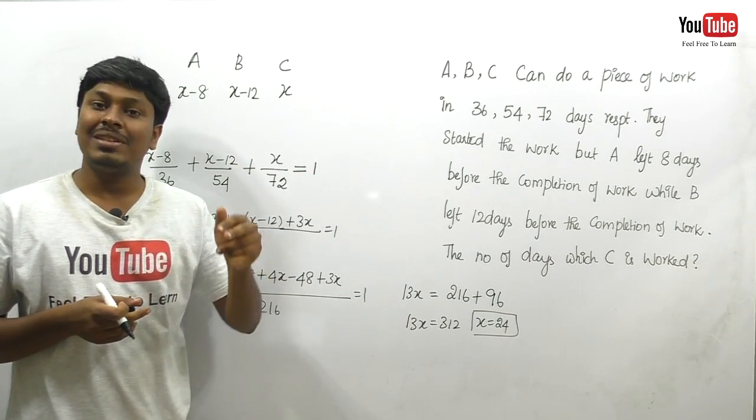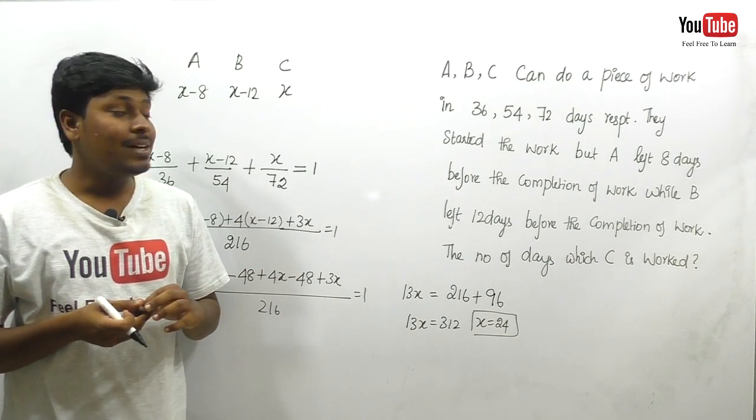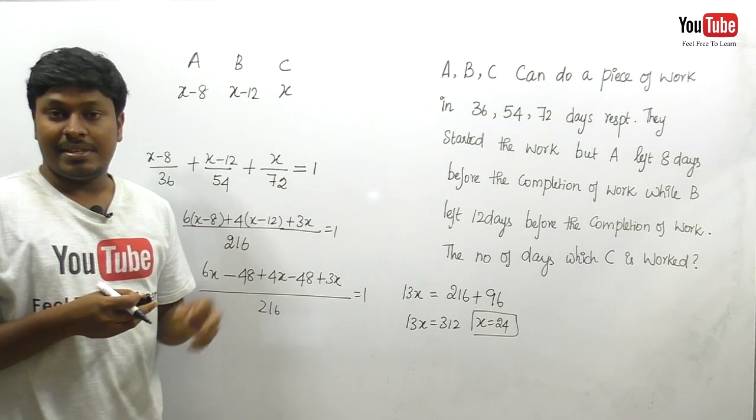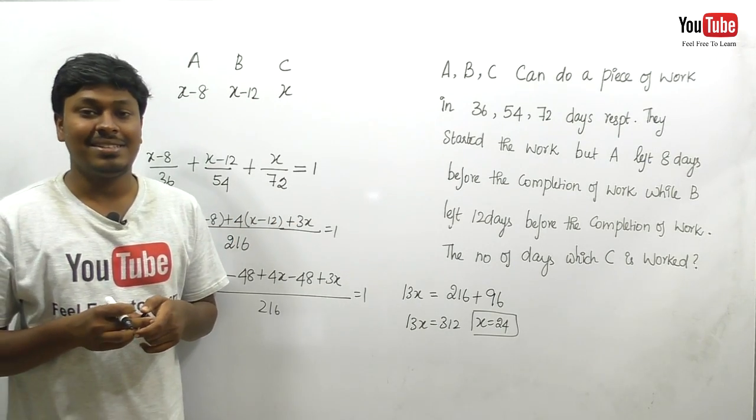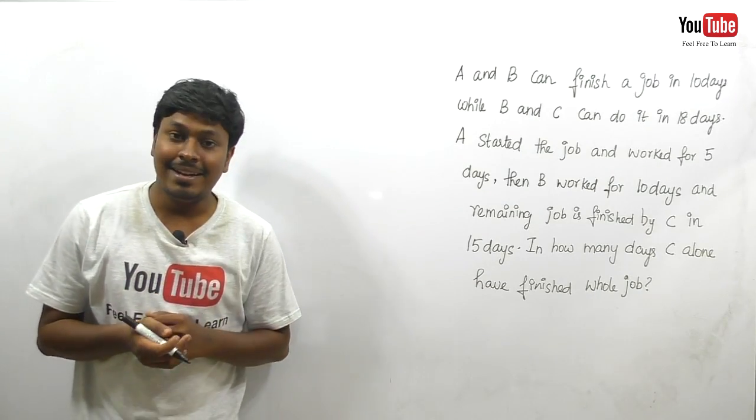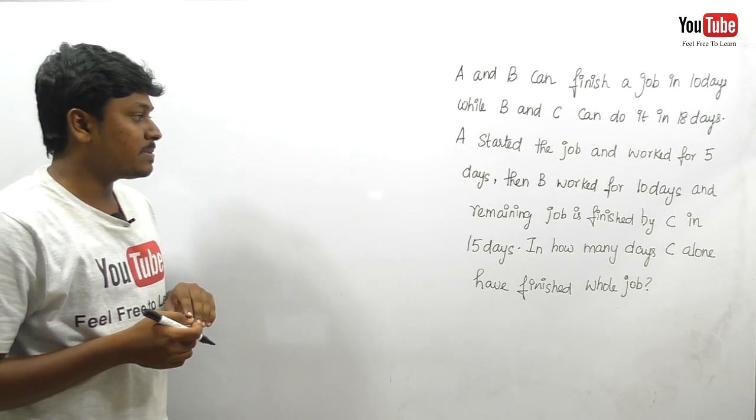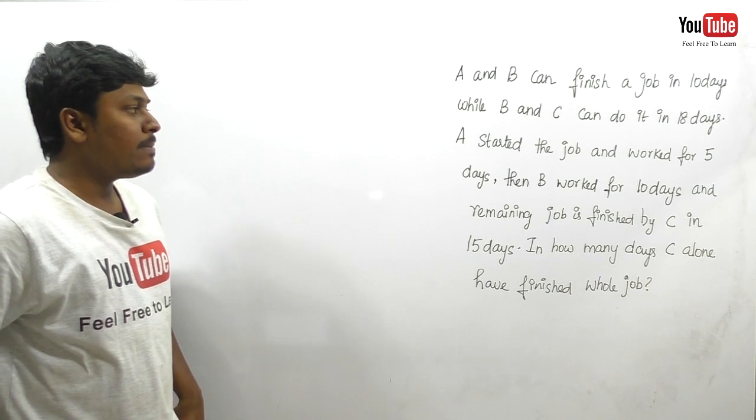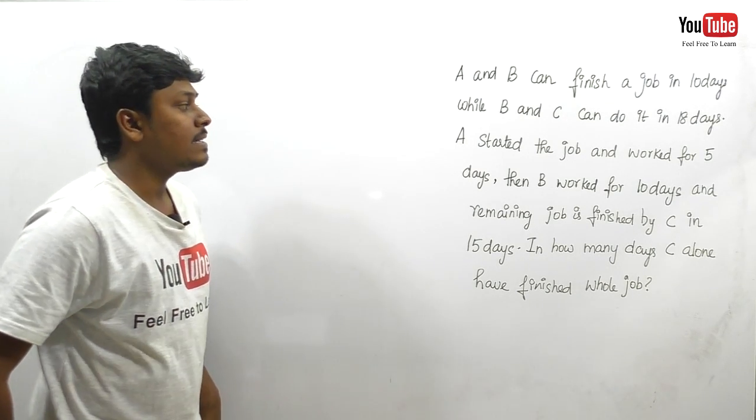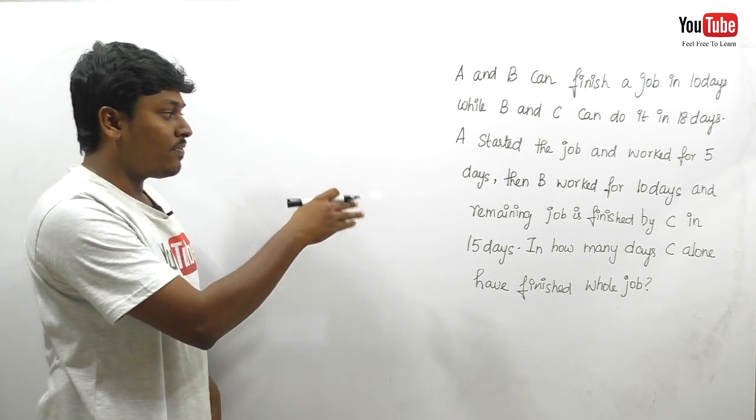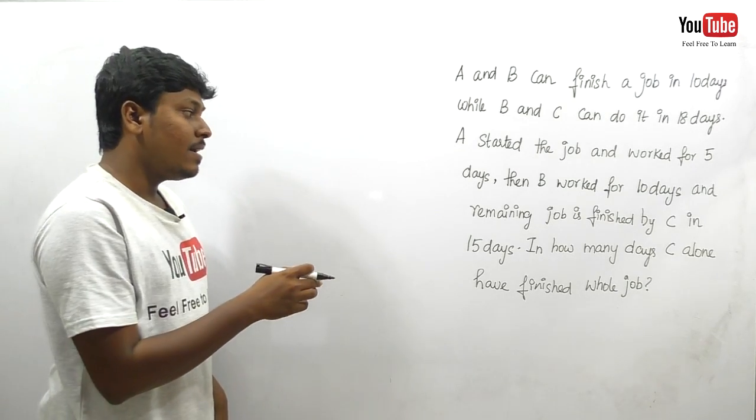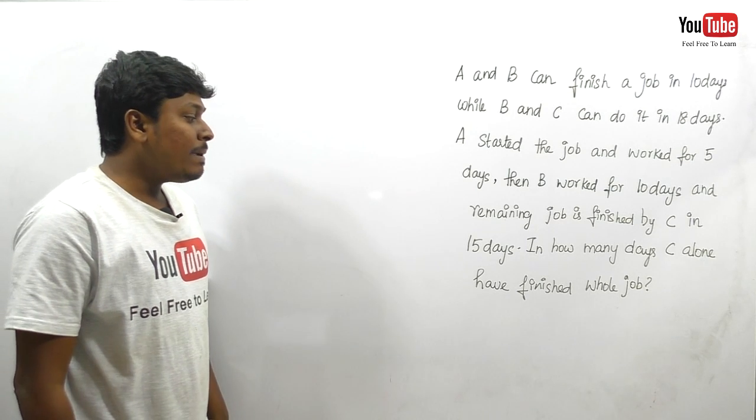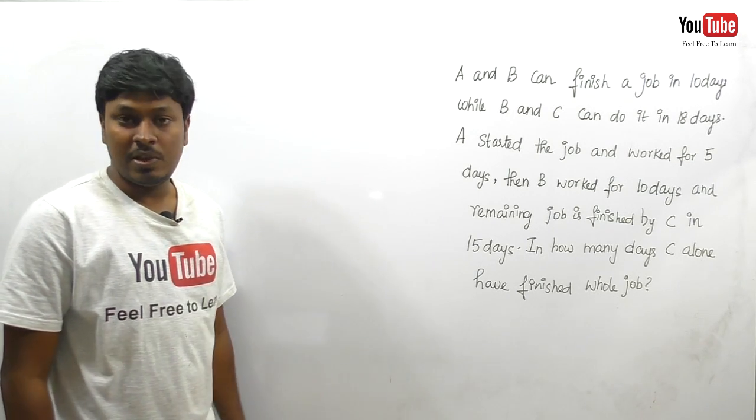So let me move on to the next hard level question, where some of the students have mailed me asking how to apply this concept for those questions. Let me move on to another interesting question sent from one of my subscribers. A and B can finish a job in 10 days while B and C can do it in 18 days. A started the job and worked for 5 days, then B worked for 10 days, and the remaining job is finished by C in 15 days. In how many days can C alone finish the whole job?